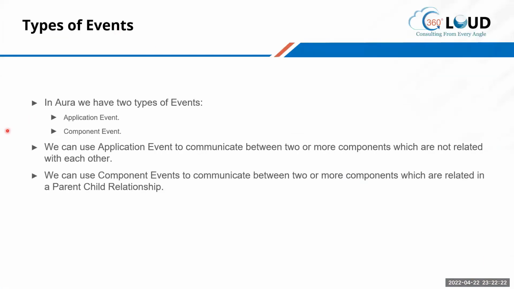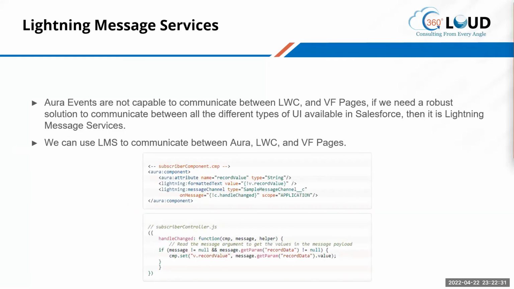So we were talking about the types of events and how things work. We talked about all of them. Now let's talk about Lightning Message Service. So what is Lightning Message Service? If you see, right now we were able to communicate between two components.